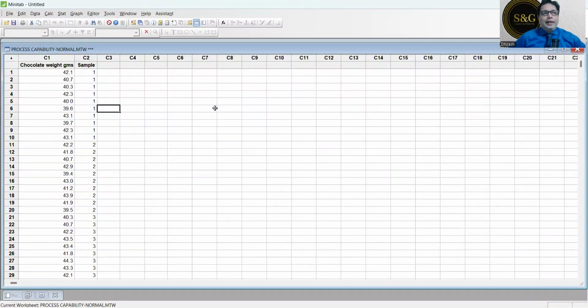Yeah, you require the Minitab software downloaded. If your software is not downloaded, just observe what we are doing. Okay, you can do it later. No worries. Just observe what we are doing.